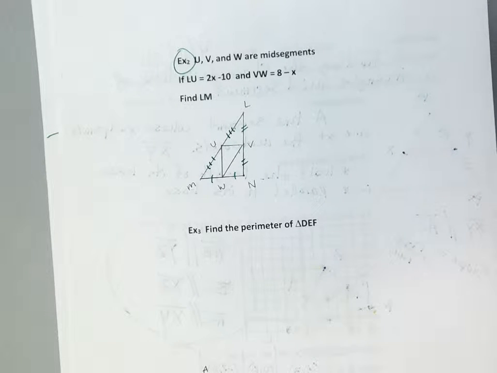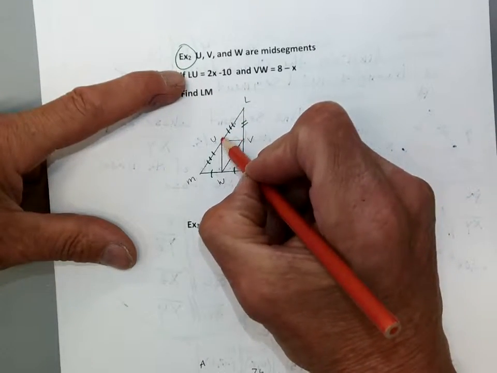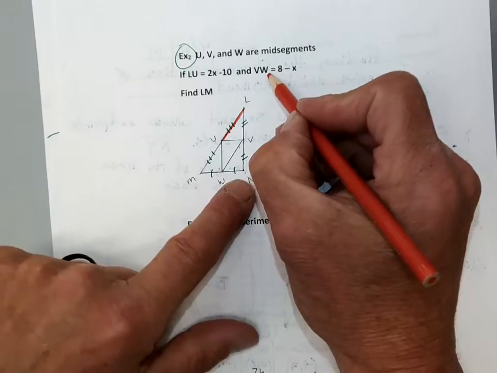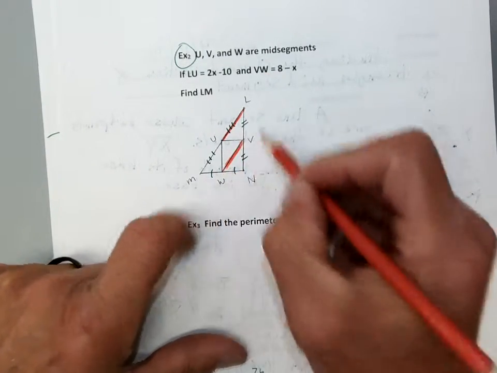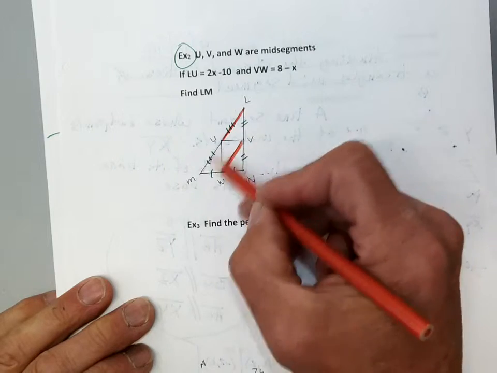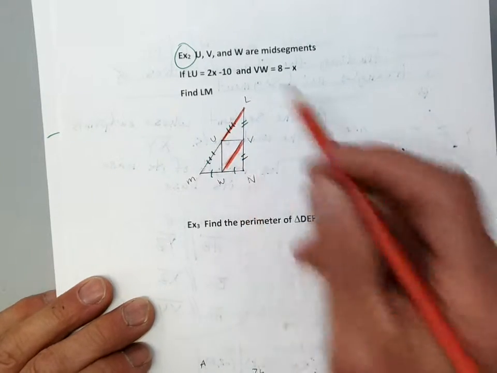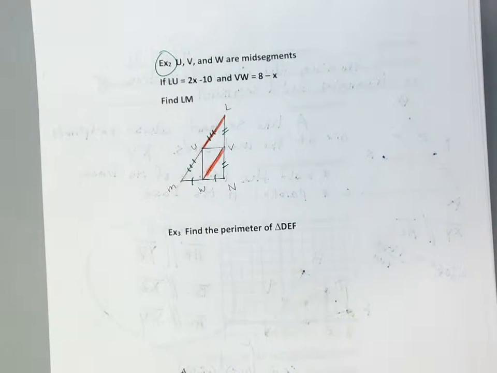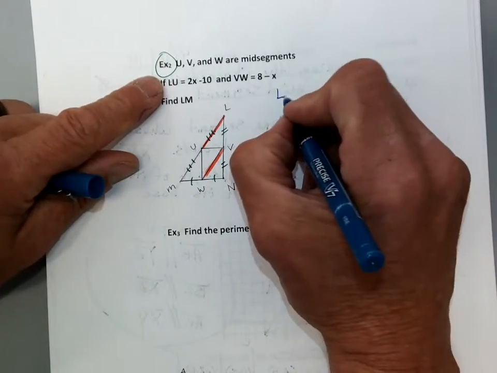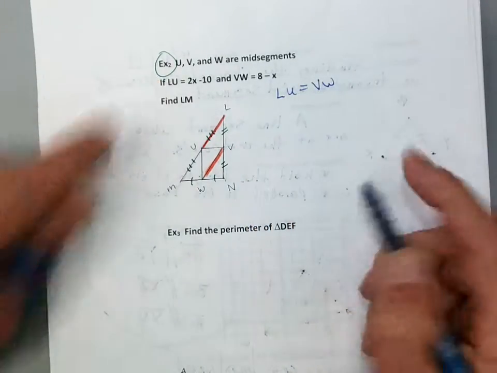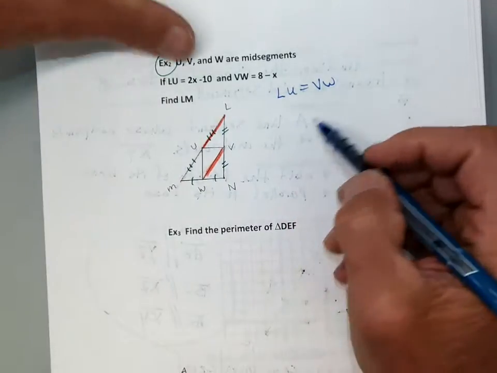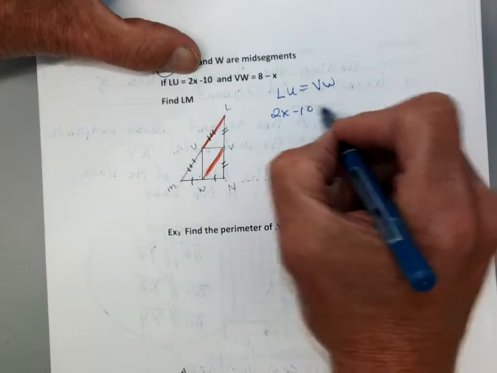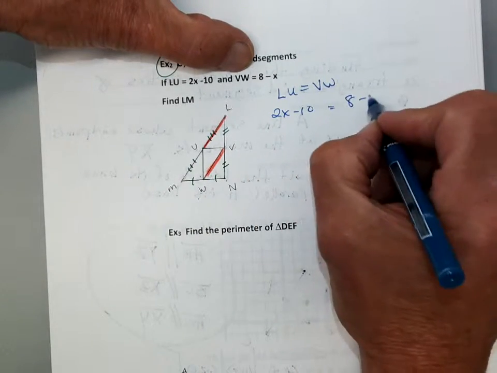So here's what I have to find. The question's asking me to do the following. LU is here, and VW, that's here. These have to be equal because if this is twice as long as this mid-segment, these two absolutely have to be equal. They have to be equal because this is half the length of the entire thing. So let's use that information. I know that LU is equal to VW. So LU is 2x minus 10, and VW is 8 minus x.